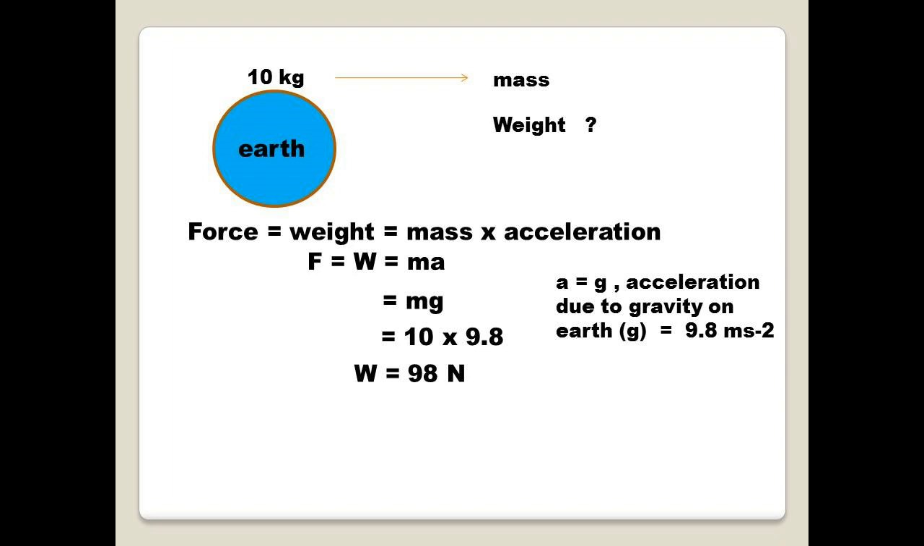Here we can say force is equal to weight, weight is equal to force. So force is equal to mass into acceleration. Here the mass value is 10 kg and the acceleration is g. Instead of writing a, we can write g also. a is the acceleration, g is the acceleration due to gravity. The value of gravity on the earth is 9.8. So multiplying 10 into 9.8, we get the weight value, 98 Newton.